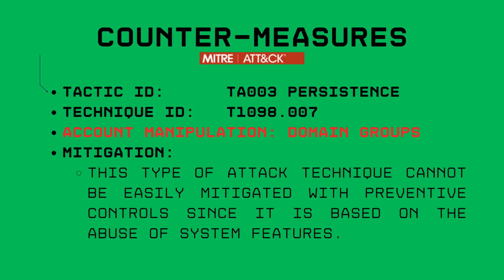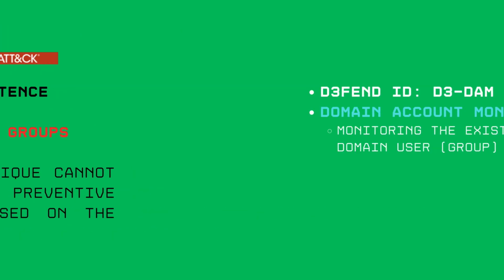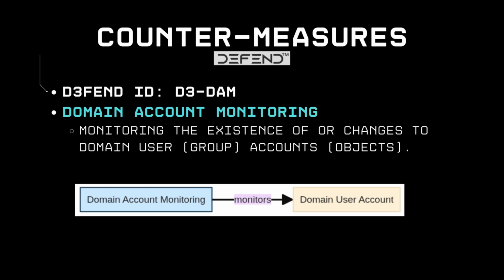We have Tactic TA0003, Persistence, Technique T1098.007. This is account manipulation, domain groups. This type of attack vector cannot be easily mitigated with preventative controls. Delegations are system features. The MITRE Defend ID is D3-DAM. This is monitoring for changes to objects.